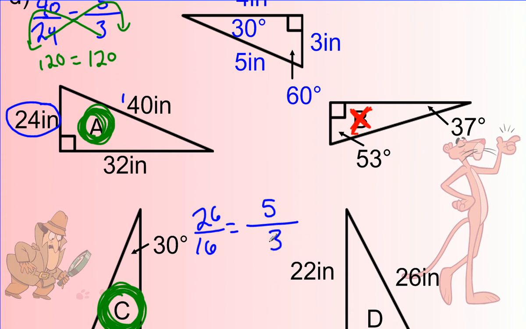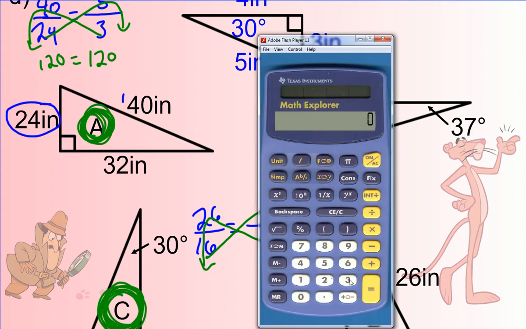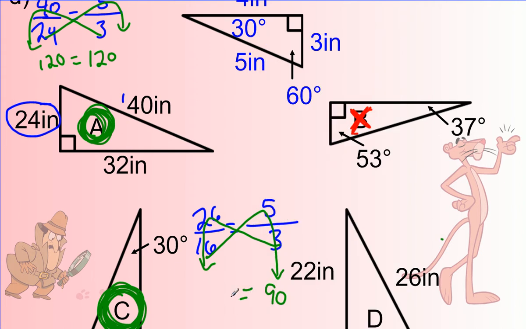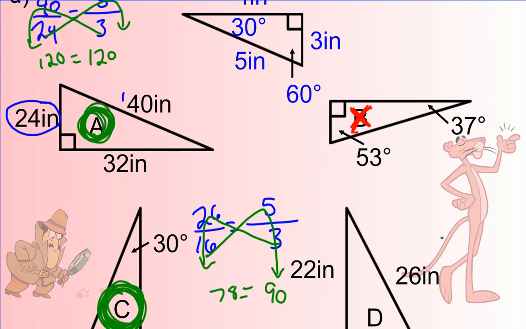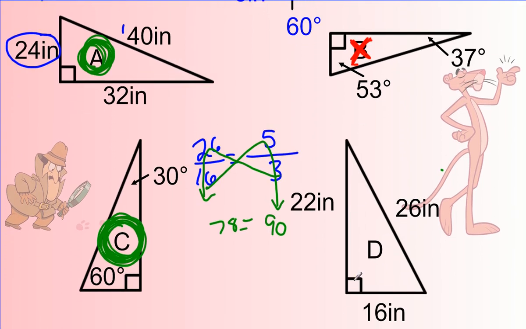Alright, let's see what happens when I cross multiply. 16 times 5 is 80. And 3 times 26, let's check that out. 3 times 26 is 78. So this letter D is not similar to the given triangle because the side lengths were not proportional.